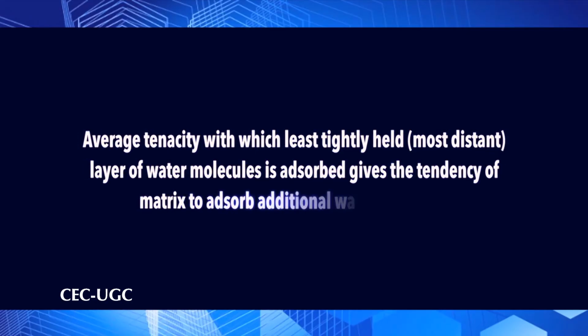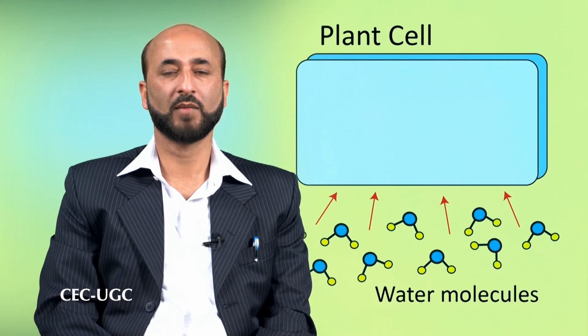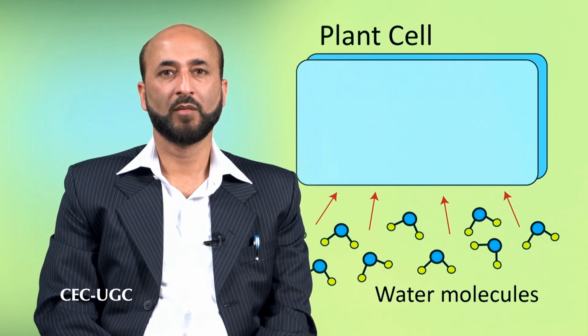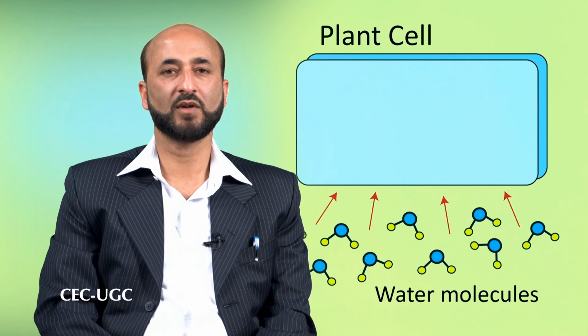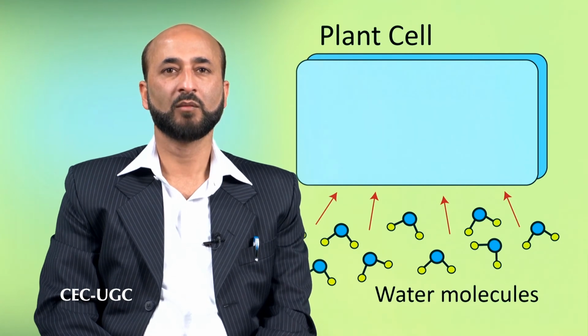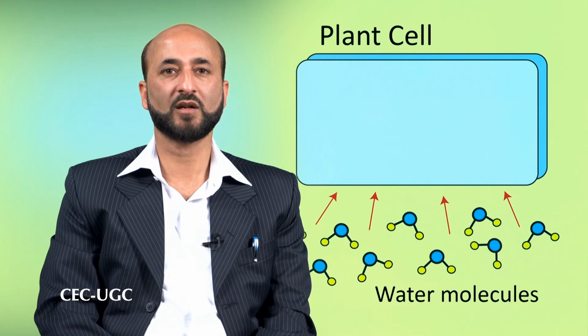The average tenacity with which the least tightly held, most distant layer of water molecules is adsorbed gives the tendency of a matrix to adsorb additional water molecules. This tendency of a matrix to adsorb additional water molecules is called matric potential. Matric potential has the same units as water potential. Matric potential, like osmotic potential, is always negative, except when the matrix is saturated with excess of pure water.